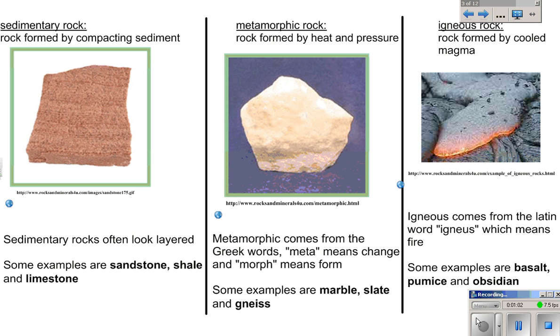Metamorphic rock, rock formed by heat and pressure. Metamorphic comes from the Greek words meta, means change, and morph, means form. Some examples are marble, slate, and gneiss. Igneous rock, rock formed by cool magma. Igneous comes from the Latin word igneus, which means fire. Some examples are basalt, pumice, and obsidian.